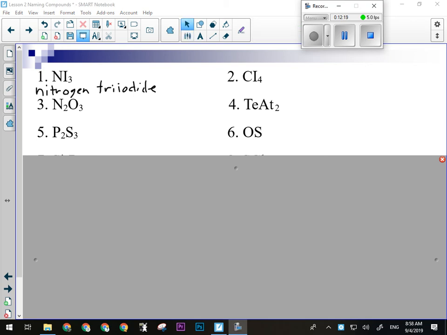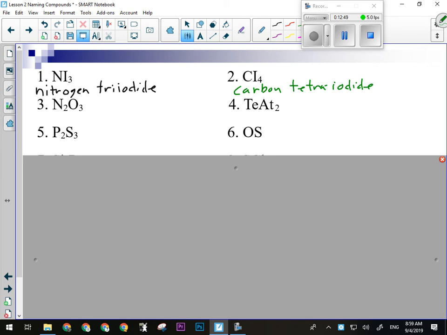For number 2 here, we've got carbon. There's only one of it, so do we need a prefix? We've got carbon, and then how many iodines? 4, so tetraiodide. That I suppose should probably be hyphenated. Prefix ending in a vowel, going to a word starting with a vowel. I don't know, it just seems like there should be a hyphen there. I don't know for sure.